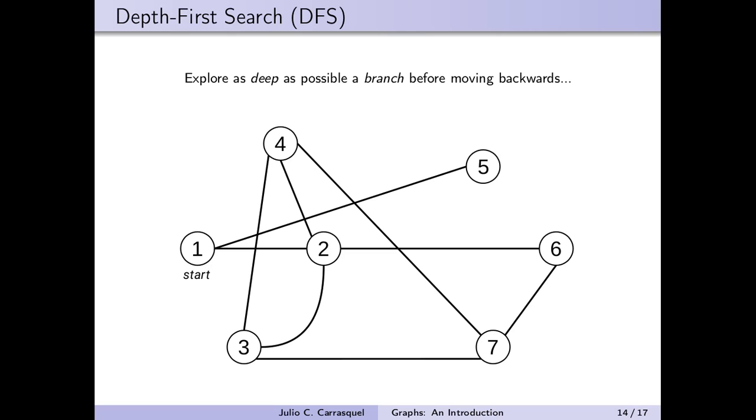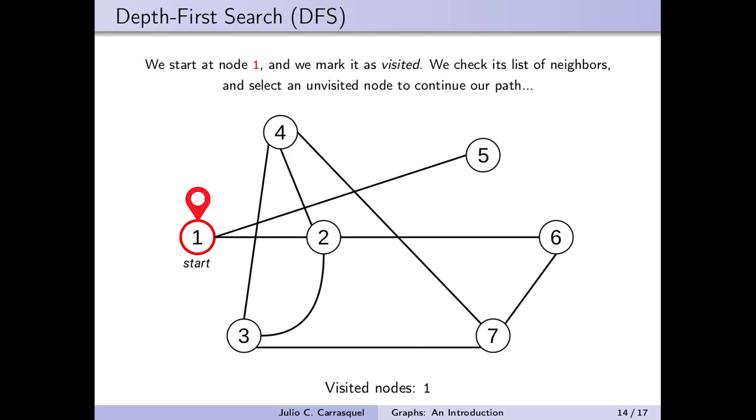The first algorithm is called DFS. Here the principle is that we would like to explore as deep as possible. Starting from a first node, for example node 1, we will try to move as deep as possible into a path, as long as it is possible, before moving backwards. We start here with node 1, so we mark it as visited. You see that we put a location icon. When being in node 1, we are going to check its list of neighbors. Which are the neighbors of 1? 2 and 5. And we are going to select an unvisited one.